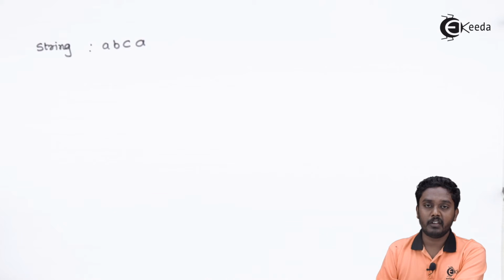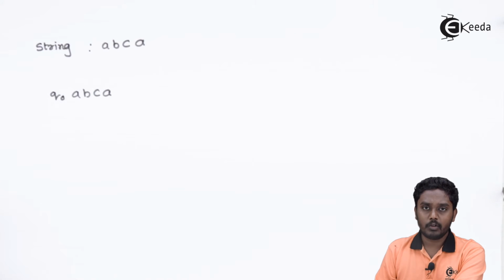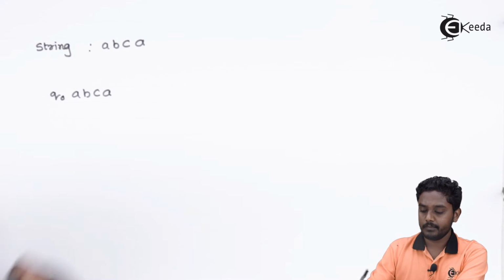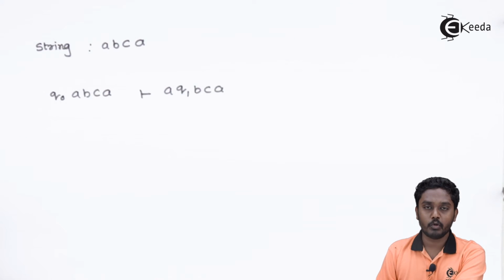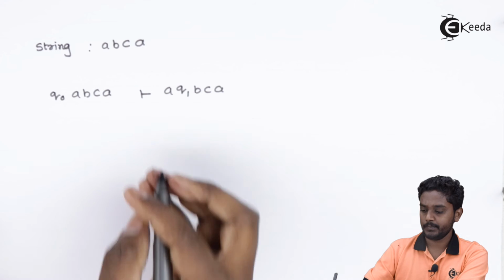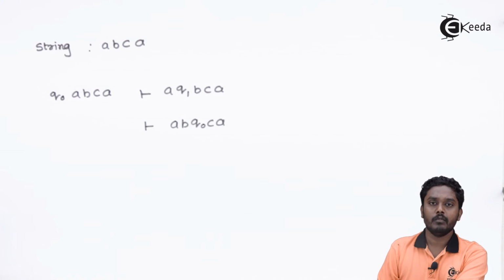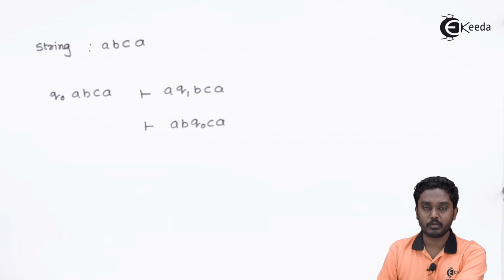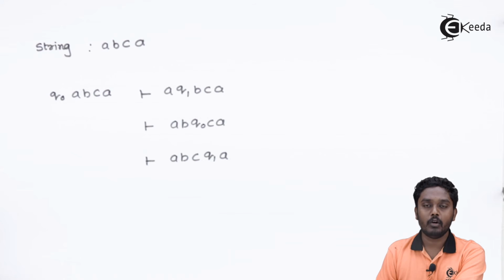We are using instantaneous description notation. Q0 is the initial state. Q0 on A will go to Q1 by moving to the right. Q1 on B will go to Q0 by moving to the right. Q0 on C will go to Q1 again by moving to the right. Q1 on A will move again to the right with state Q0.